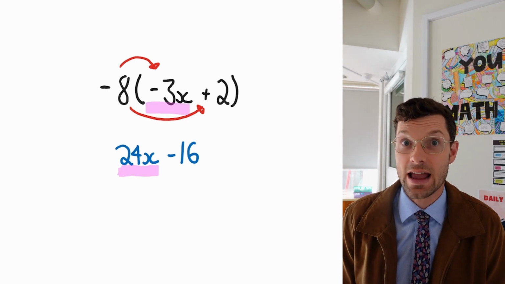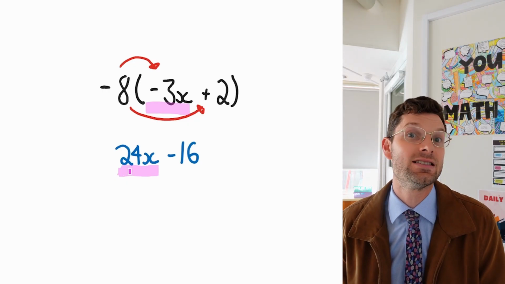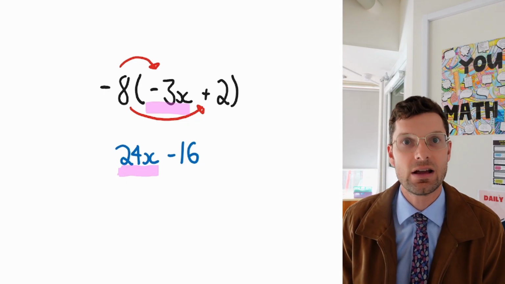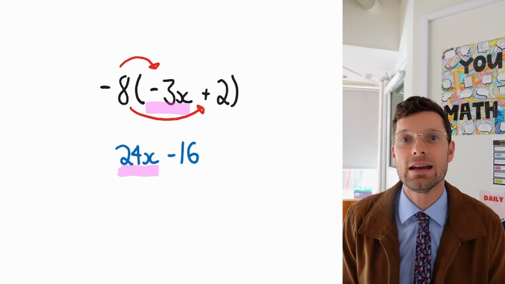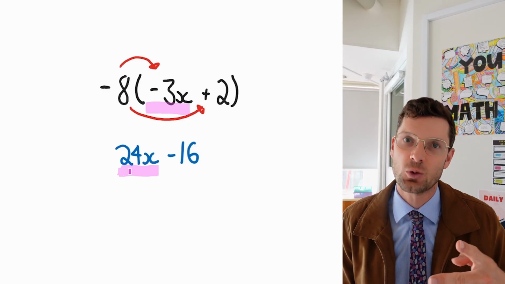See that the first negative term switched to positive and the second positive term switched to negative. That always happens when we've got a negative term out the front. There is a switch in signs.